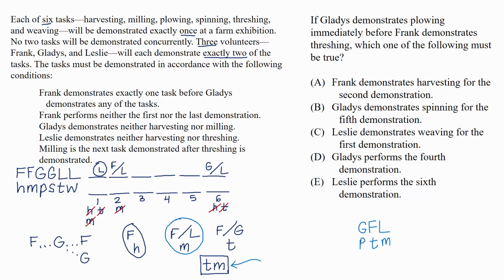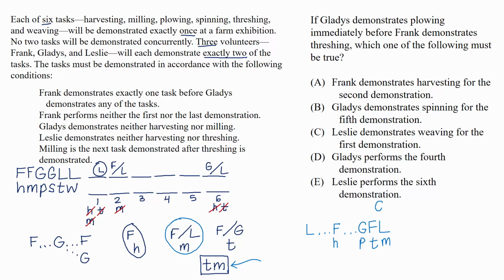Let's see if we can integrate this a bit into what we know from our initial diagram. For example, we know that Frank has to demonstrate before Gladys ever does. So Frank is sometime earlier than this Gladys, and that's got to be the harvesting Frank. We also know that Leslie is first, no matter what, so here's the Leslie before that Frank. Who are we missing? We're only missing the other Gladys now. Where can she go?